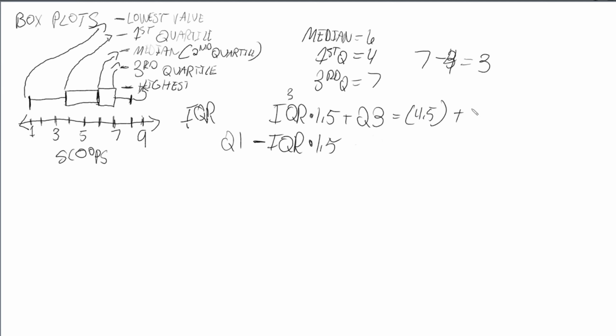plus your third quartile, 7. How we're going to do this is your first quartile is going to be 4. It's going to be minus 4.5. And that's going to yield 11.5 and negative 0.5. So any data values higher than 11.5 and lower than negative 0.5 in this data set would be considered outliers.